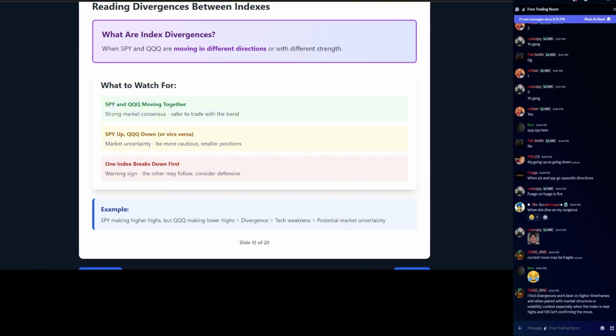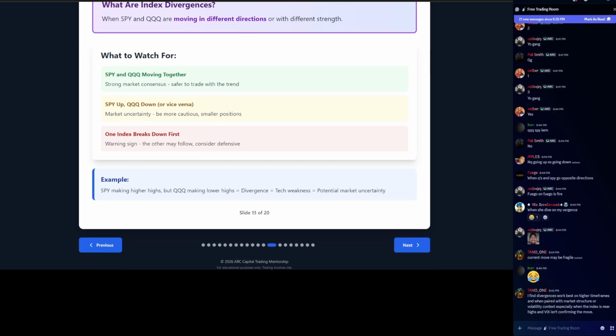So an example of this is SPY making higher highs, but QQQ is making lower highs. There's a divergence. Tech is weak, and there's potential market uncertainty, right? So if you see that unwinding in tech midday, then you can anticipate SPY coming down, because SPY does have a lot of tech heavy names in it. So when you see heavy selling in the Nasdaq, most of the time you also see that heavy selling in the SPY, right? Maybe small caps, IWM or DIA is strong, but let's go on to the next slide.